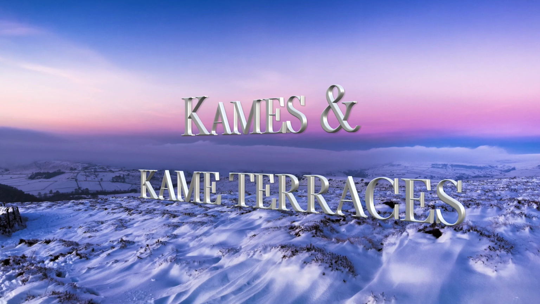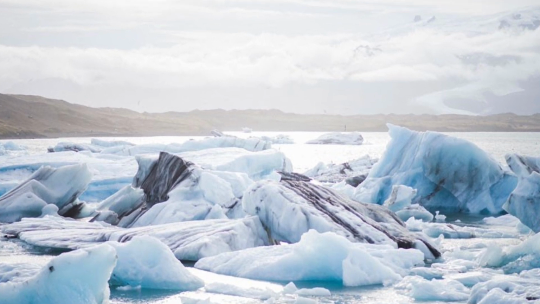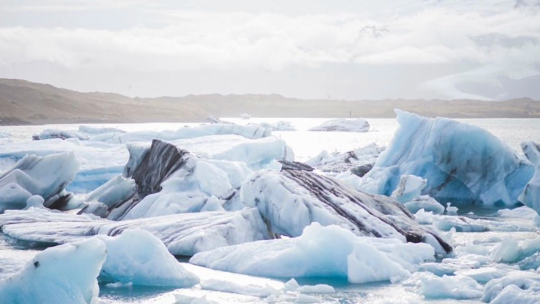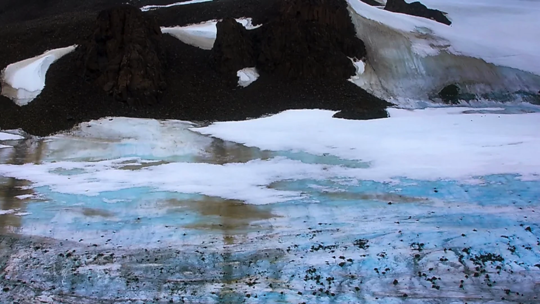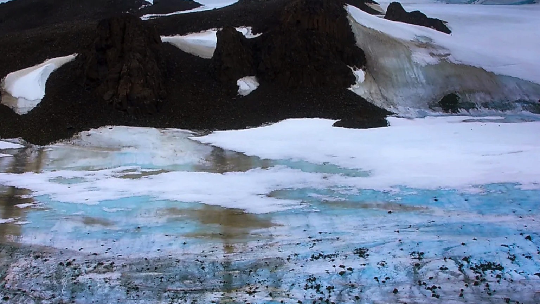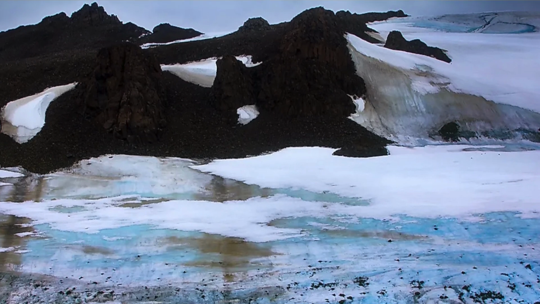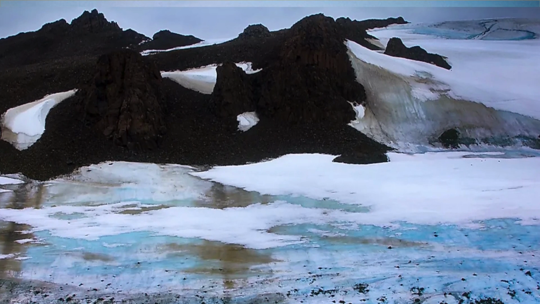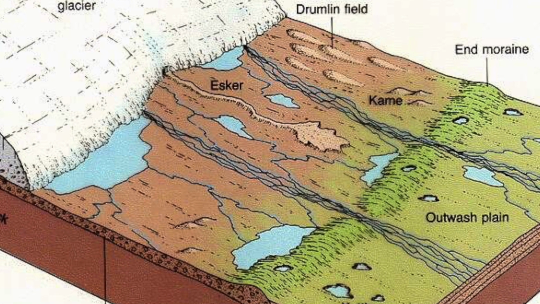Kames and kame terraces. Kames are small rounded hills or mounds of sand and gravel which is deposited by the meltwater. They represent fillings made in the crevices or depressions at or near the margin of the glacier. Kames are considered as small alluvial cones if deposited on the land, or small alluvial deltas if deposited in the lakes. So, kames are classified into cone kames and delta kames.